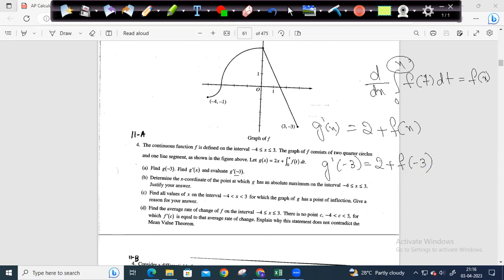So he's asking me the value of g dash of -3. So g dash of -3 is 2 plus f of -3. I need to find the value of f of -3. F of -3 means this value. So f of -3 is 0. So 2 plus 0 is 2. So answer for this is 2. Answer for the previous one is -6 minus 9 pi by 4. That is what I got.